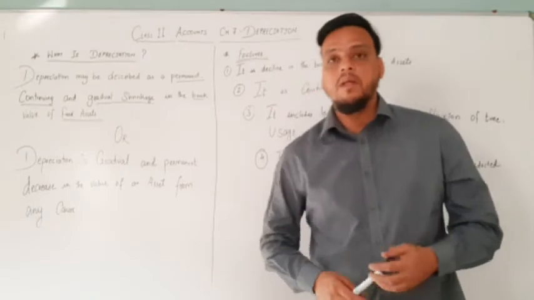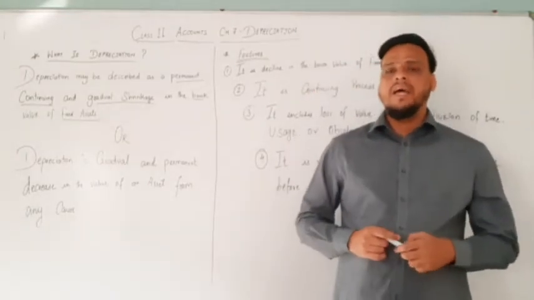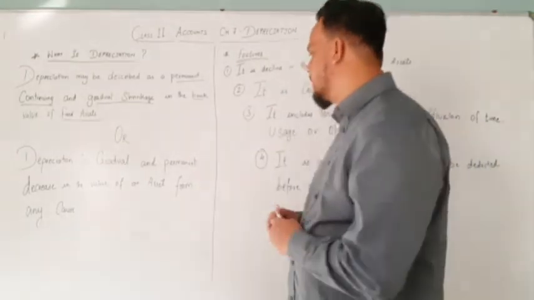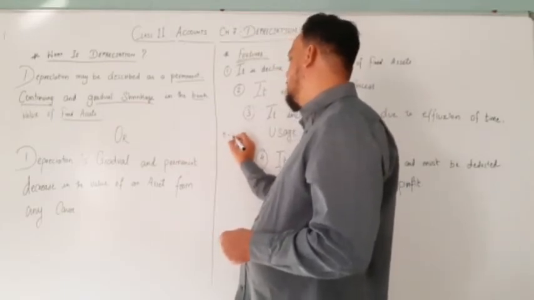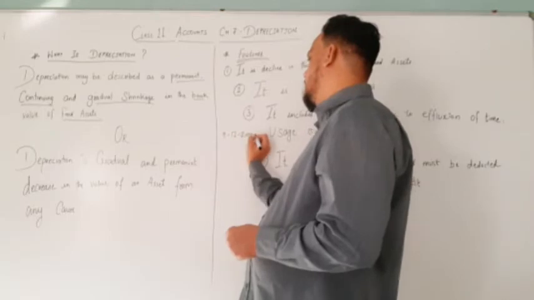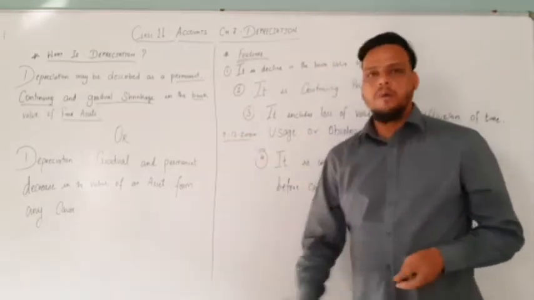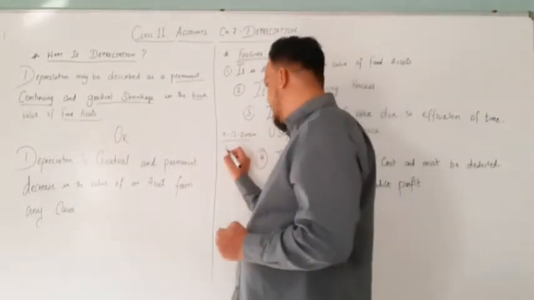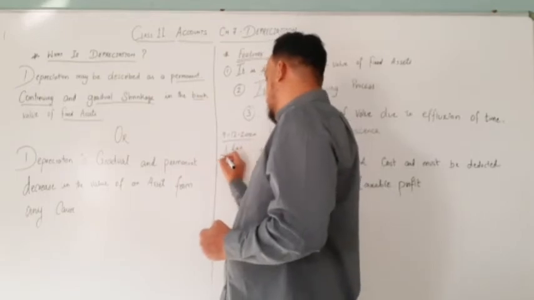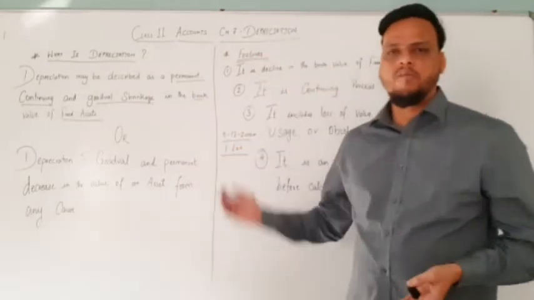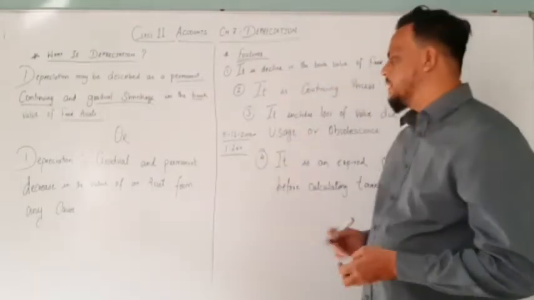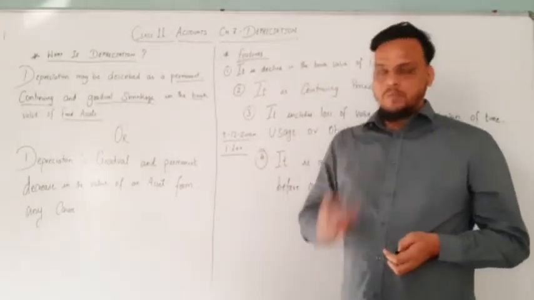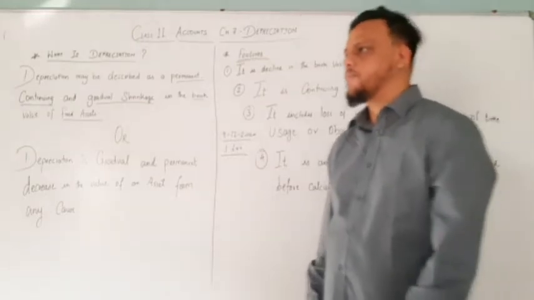For example, I'll give you an example today. If you purchase on today's date, 9/12/2020, a mobile which costs 1 lakh rupees. I am talking about one mobile which costs 1 lakh rupees. You know better than me. So 1 lakh rupees is the price of that mobile. You have purchased it, okay?